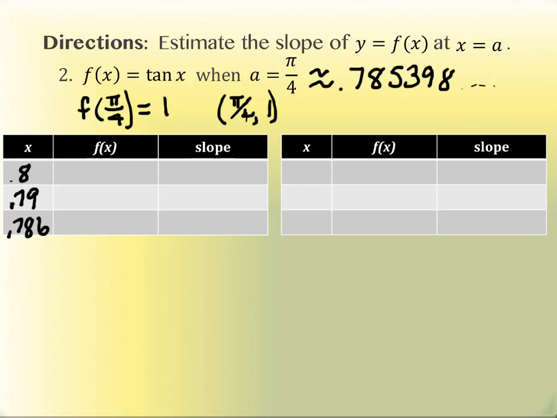Let's do the same thing on the smaller than values. Now, the smaller than values are kind of cool because we can kind of cheat. So let me show you. I'm going to pick 0.7. And then I'm going to pick 0.78, and then I'm going to pick 0.785. Does that feel like cheating a little bit?